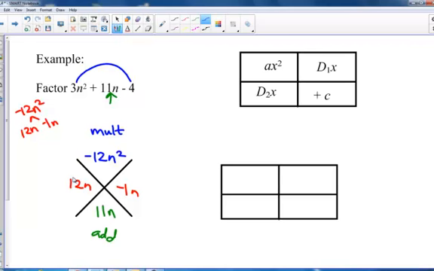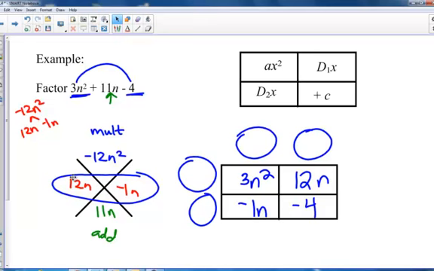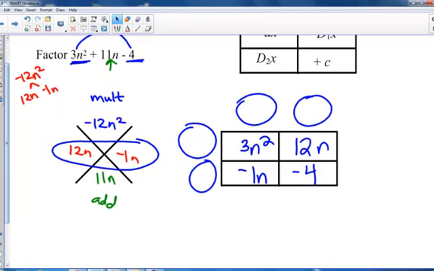I can also plug in my 3n squared and my negative 4 from my initial problem. And then my 11n, instead of 11n, I'm writing 12n and negative 1n. Now I need to figure out what goes on the outside to get me all these numbers. So if this is 12, this is going to have to be my 3. And this is going to have to be my n. That gets me my 3n squared.